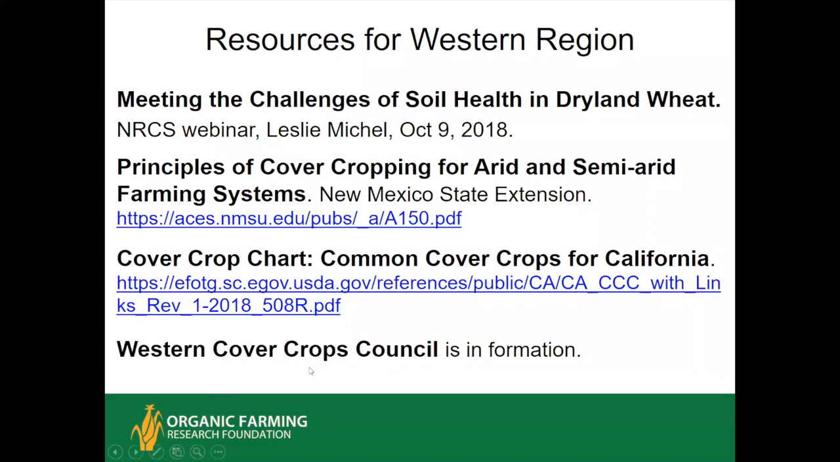Each region, at this point, has a cover crops council, which is in the North Central. It's an excellent resource, very, very thorough, very extensive website. Northeast and South are creating websites and have built up a council. There is a Western Cover Crop Council in formation. It doesn't yet have a website or resources developed, but it is coming soon.